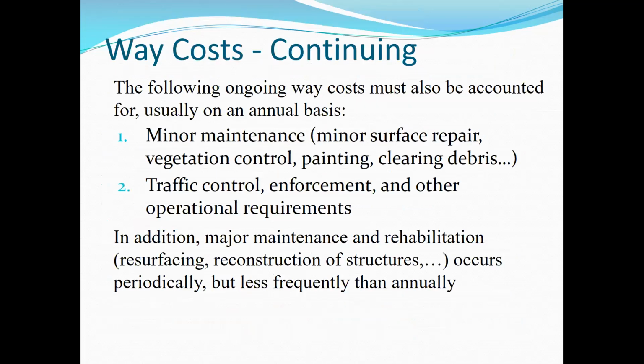And then there might be some ongoing way maintenance costs that will be minor surface repairs, vegetation control, painting, clearing debris, and then traffic control, enforcement, other operational requirements. And then there might be major maintenance and rehabilitation that you might have to do periodically, but less frequently than annually. So every maybe 5 years, you might have to reseal or repave your roads and whatnot. Maybe you have to apply some sealant onto the pavement. So there could be some cost of that. And that might be dictated by your maintenance policy.